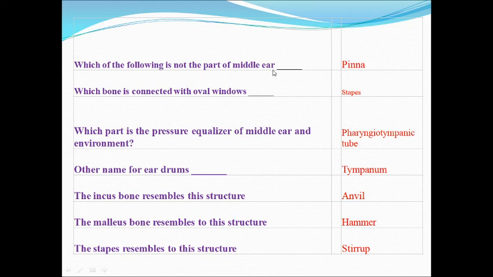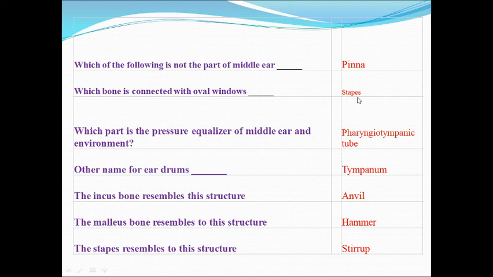They may ask anything about the parts, whether that particular component comes under the middle ear or inner ear. They ask this in this one question. The pinna is not a component of the middle ear. And which bone is connected with the oval window? Stapes is connected with the oval window.